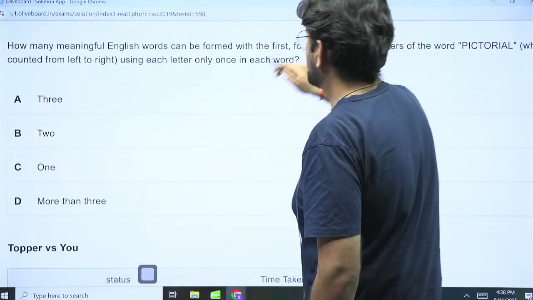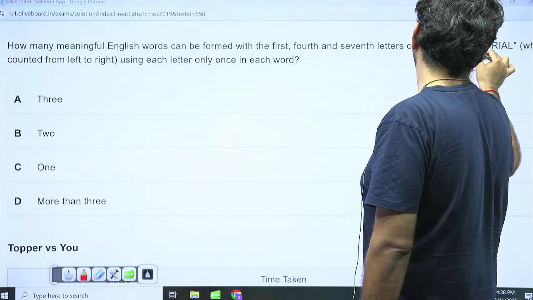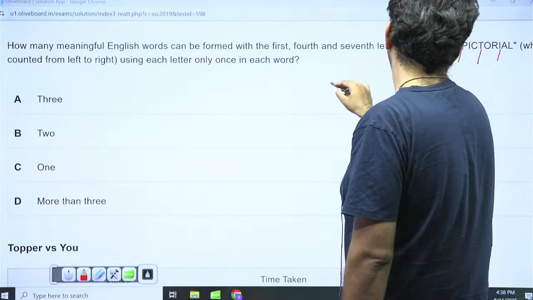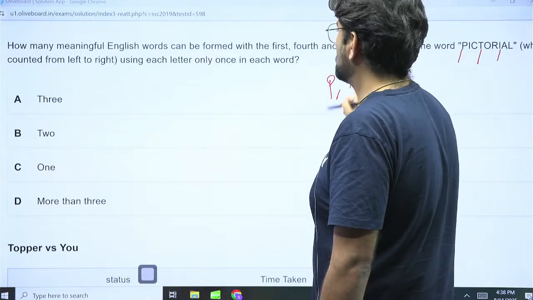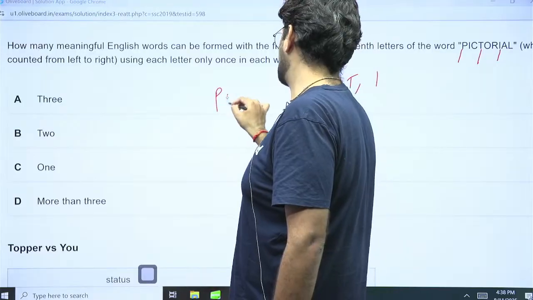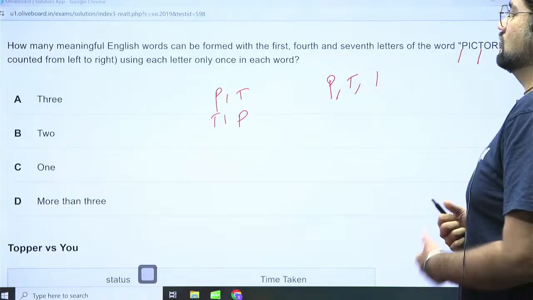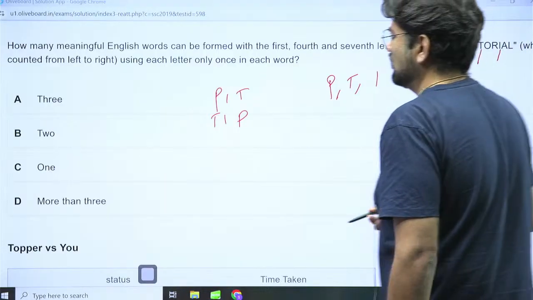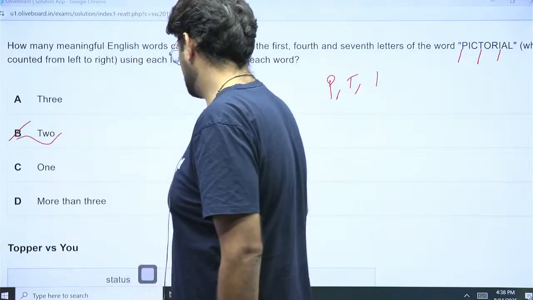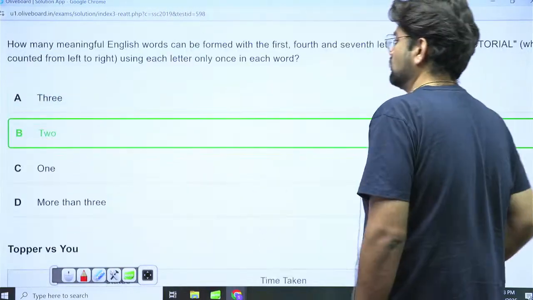How many meaningful English words can be formed with the first, fourth and seventh letters, counted from left to right, using each letter only once in each word? So I think pit is the correct word. Tip is the correct word. Any other word which you are missing out on? PTI, no. TPI, no. IPT, ITP, no. I think only 2 words can be formed. So 2 is the correct answer. Cool. 30 seconds. Good. Not bad.